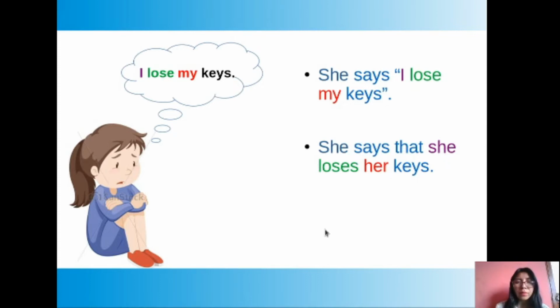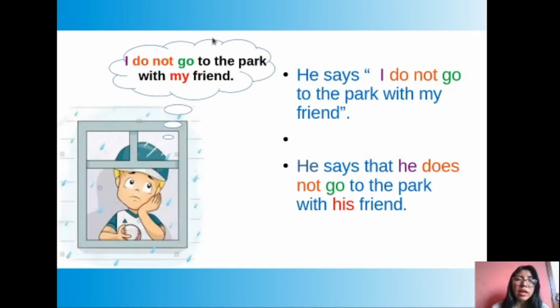Okay, we are going to check a negative example. Pay attention. He is a boy. He says, I do not go to the park with my friend. Okay, I am going to report. Pay attention. I have to put the introductory sentence. In this case, he, because he is a boy. He says, I do not go to the park with my friend. I copy the same sentence, okay?